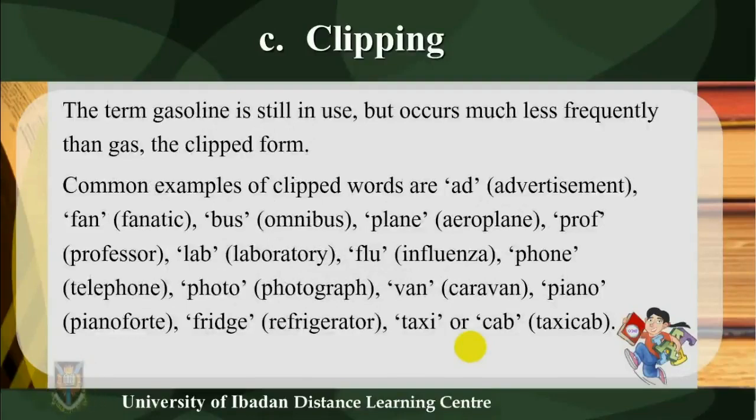The clipped form. Common examples of clipped words are ad, advertisement; fan, fanatic; bus, omnibus; plane, aeroplane; prof, professor; lab, laboratory; flu, influenza; phone, telephone; photo, photograph; van, caravan; piano, pianoforte; fridge, refrigerator; taxi or cab, taxicab.